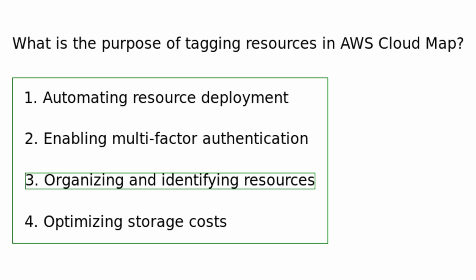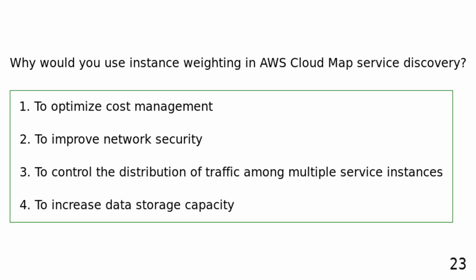Tagging resources in AWS Cloud Map allows for organizing and identifying related resources, providing a way to categorize and manage resources more effectively. Why would you use instance weighting in AWS Cloud Map service discovery?